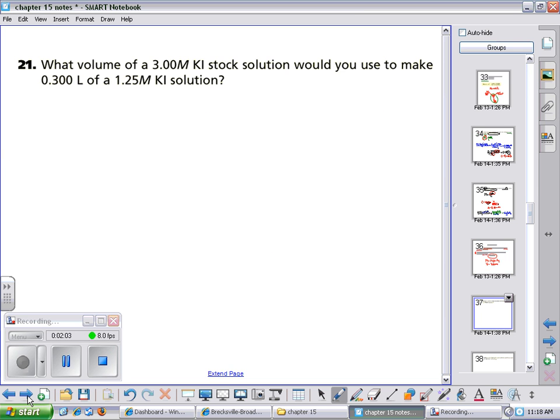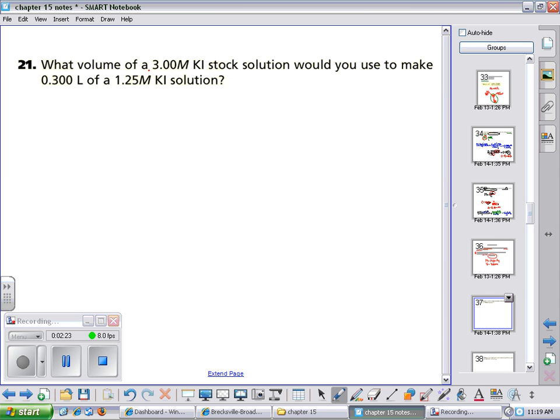So we're going to see what volumes we need in order to do these types of problems. So you guys need to write down these sample problems in your notes, because I'm going to be looking for them, that you have them written down, that you sat and you watched these videos and you've learned what's going on here.